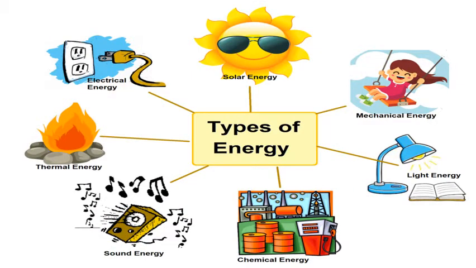So let's take some of the easier examples now. Electrical energy. Everybody is familiar with this. Solar energy, mechanical energy, light energy, chemical energy, sound energy, and thermal energy. Many of the things are happening around us due to electrical energy. And we might have seen many things happening due to solar energy. Mechanical energy, light energy, chemical energy, and sound energy. These all are the common types of energies.